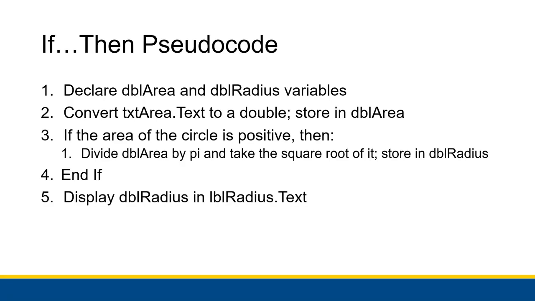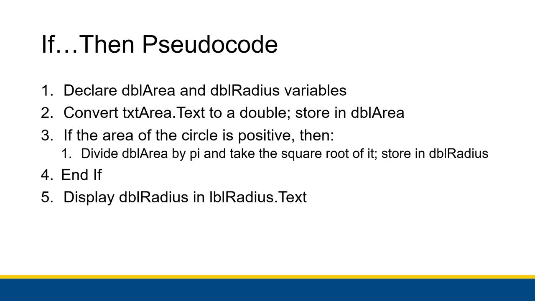I've got some example pseudocode that uses if-then, and this actually is for a pretend application that does the opposite of the circle area application that we talked about before. In this case, what we're doing is taking in the area of a circle and then giving the user the radius back out.